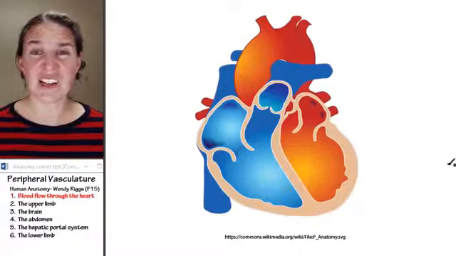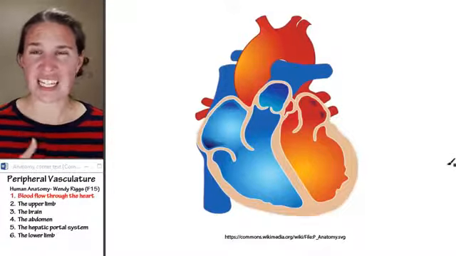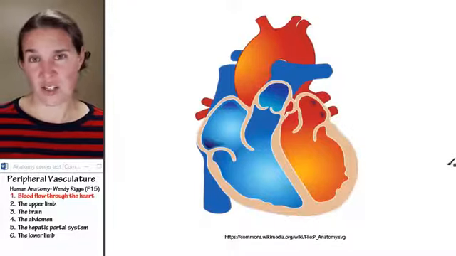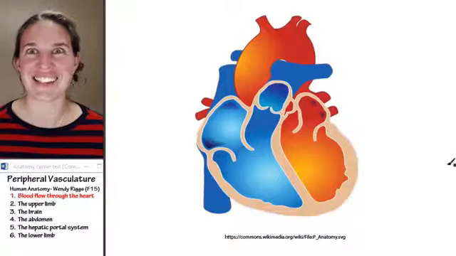If cells don't have that, they die, which is why when your heart stops beating, you're kind of a done deal because your cells need your heart. Okay, so don't let your heart stop beating, and instead let's look at some pathways.